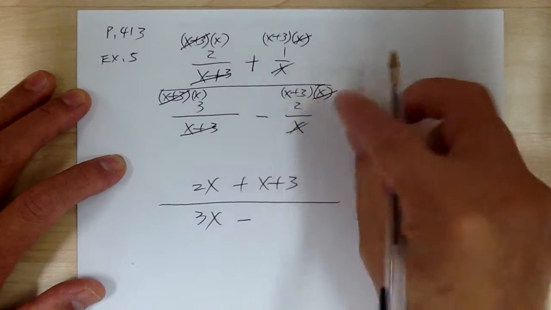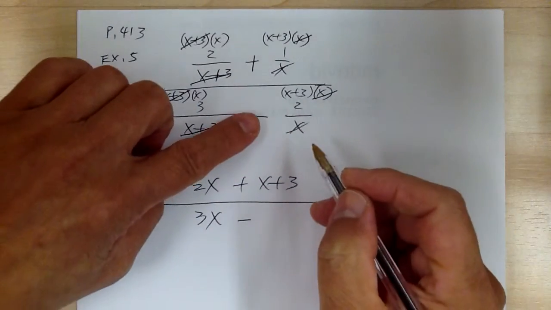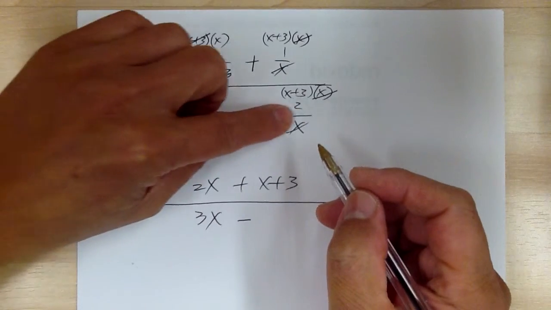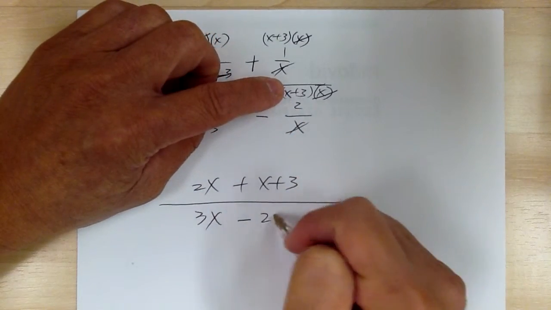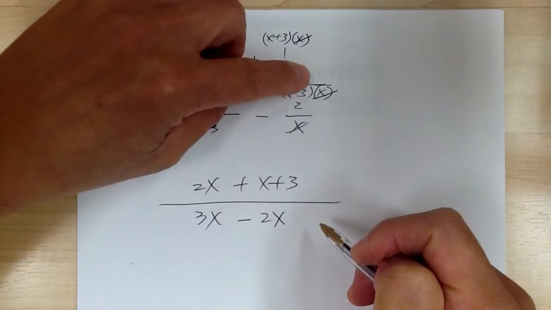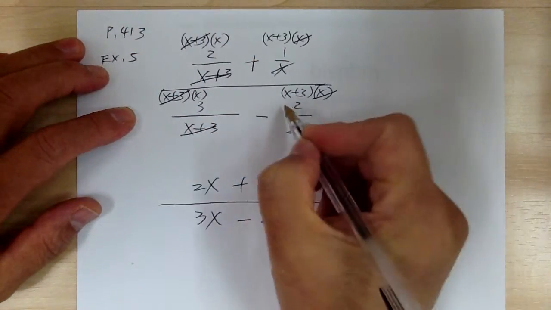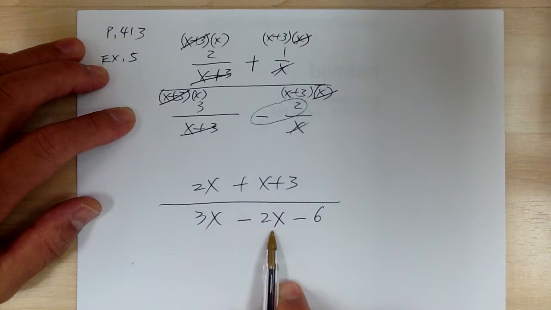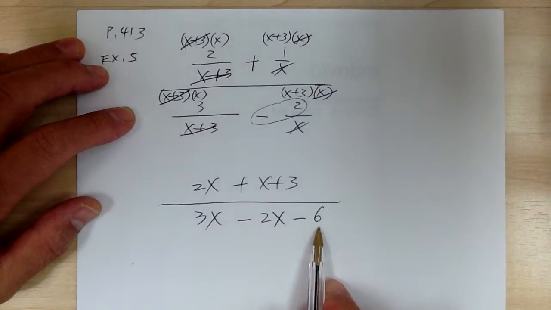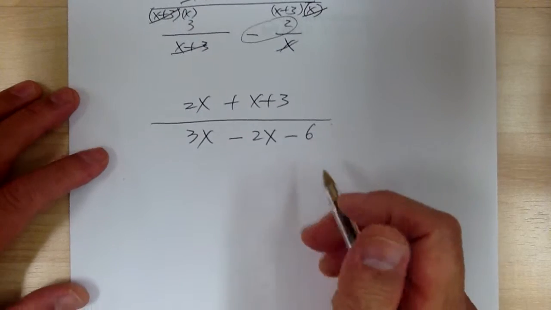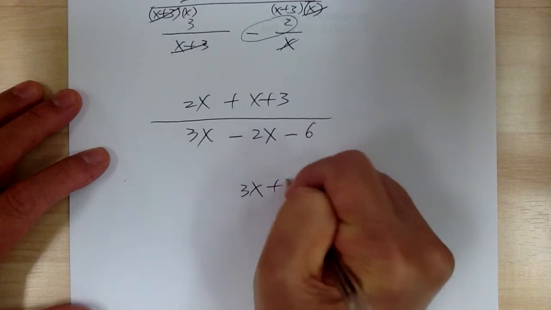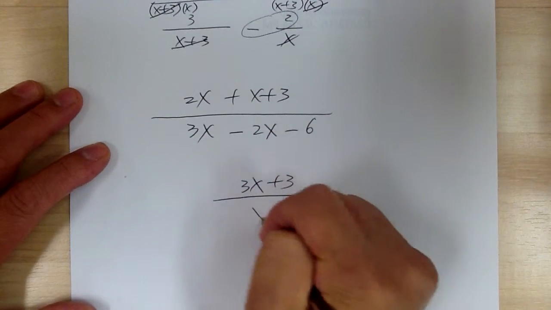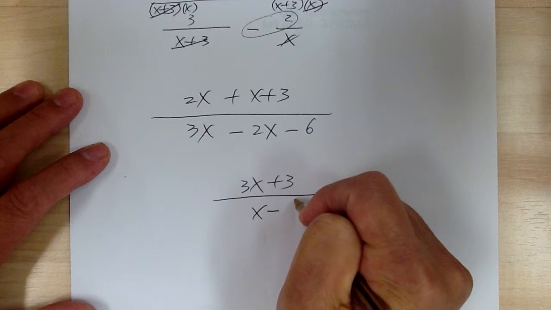Minus, this cancels with that, so when you multiply, you have to be careful now, that's a minus 2. So you have to use minus 2 times x, will give you minus 2x. Minus 2 times 3 will give you minus 6. So you have to treat this as one term, okay? So negative 2 times x, I get negative 2x. Negative 2 times 3, get negative 6. So that's going to simplify a little bit. So I get 3x plus 3 on the top, on the bottom, I get x minus 6.